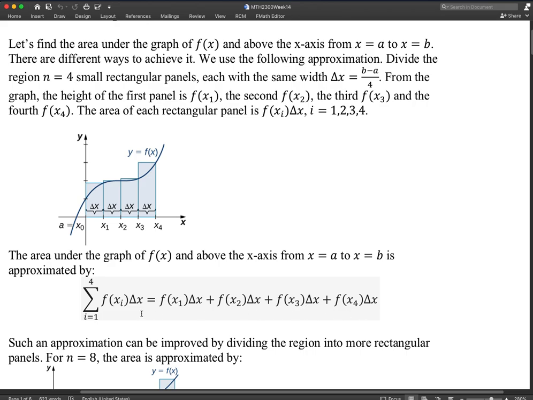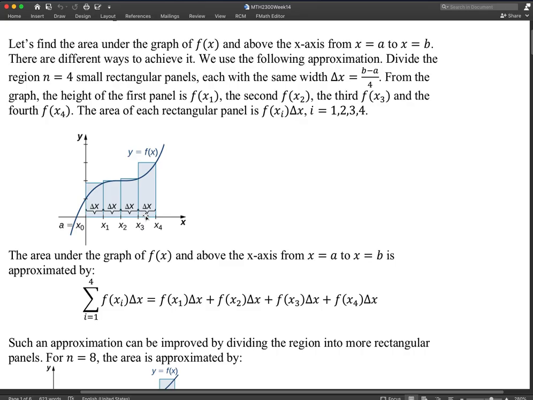Add them together. We also use a sigma notation, right? Even though in this case, sigma notation may not be very helpful, we are just adding 4 terms. But anyway, you will see, very soon we are going to add more and more terms. So we want to use the sigma notation to denote the approximation. This is the approximated area for the area underneath the graph of the function for x running from A to B and over the x-axis.